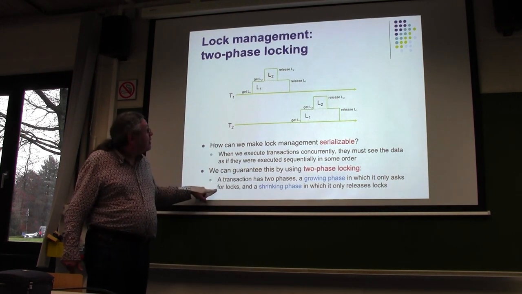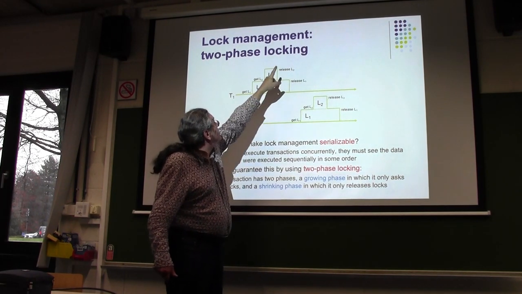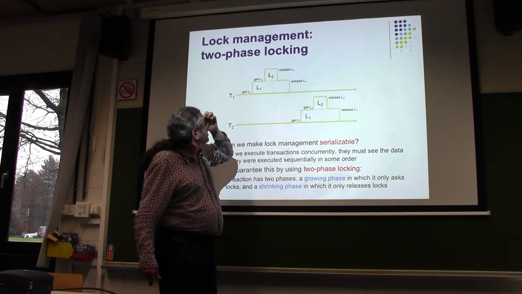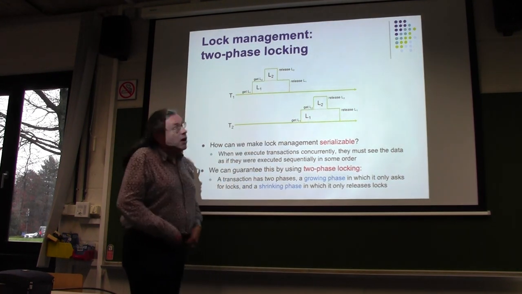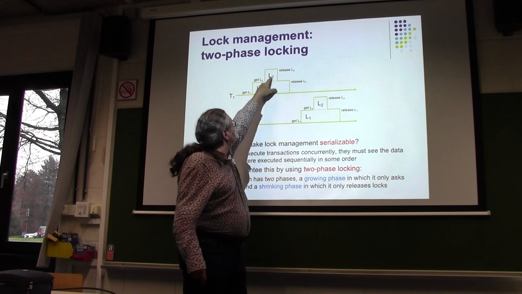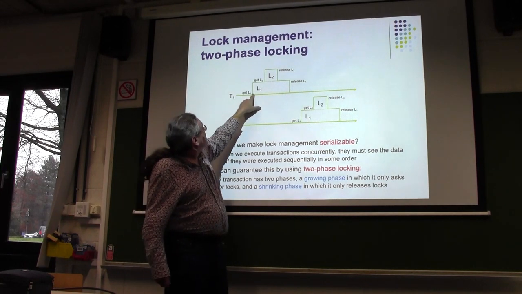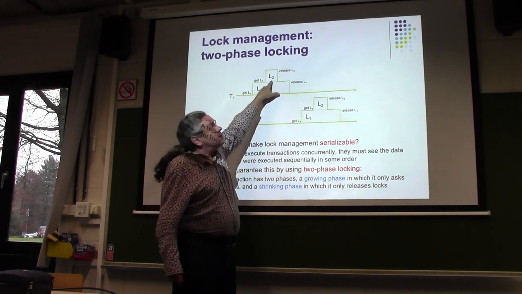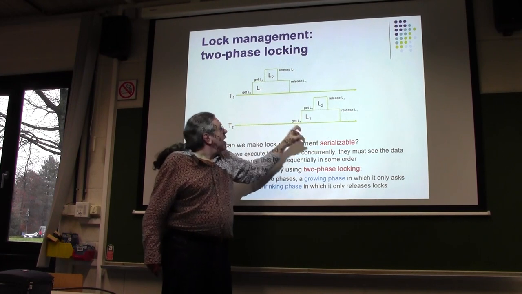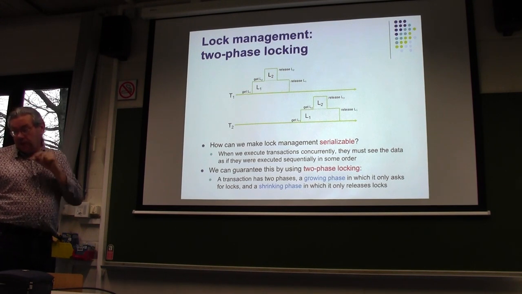So in the growing phase, it's only asking for locks, here, L1, L2, and then it does work, and if it needs more locks, then it would keep going up. But it can start doing work already when it has enough locks, and when it's done, it will release. When it doesn't need a lock anymore, it will release it. If you do that, they look like these little ladders going up and down. And for T2, you see T1 now keeps L1 while it's getting L2. So at the end, when it releases L1, T2 can get L1, okay? If you do that, then you can prove that the transactions are serializable, okay?